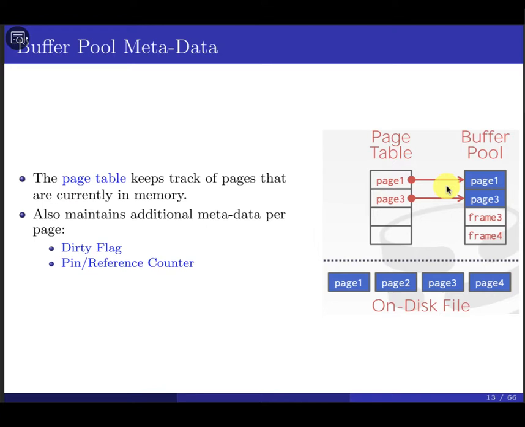So I need a level of interaction or mapping that gives the page ID as an input, and the output is going to say, oh, this page ID is going to be frame 6, page 17, frame 14, and so on. That one thing, okay? That's going to be a one-to-one mapping.